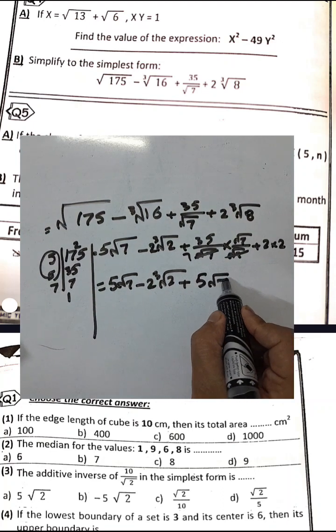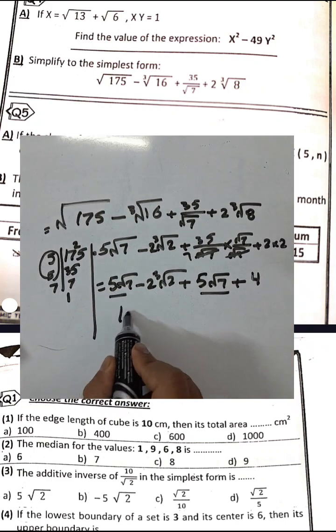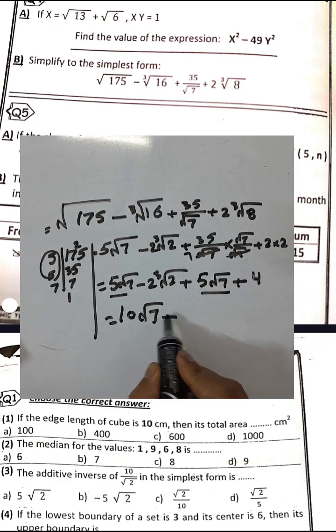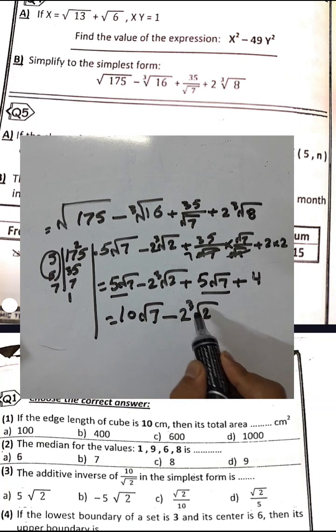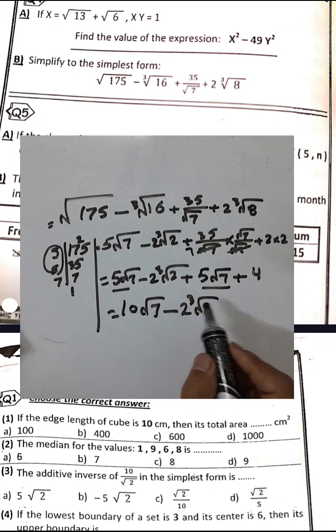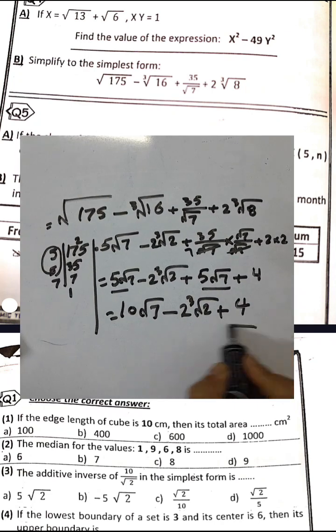And write root 7 beside it. 2 times 2 equal 4. You can add them. It will be 10 root 7, subtract 2 cubic root of 2. Okay. And we have here positive 4. It's the result in the simplest form.